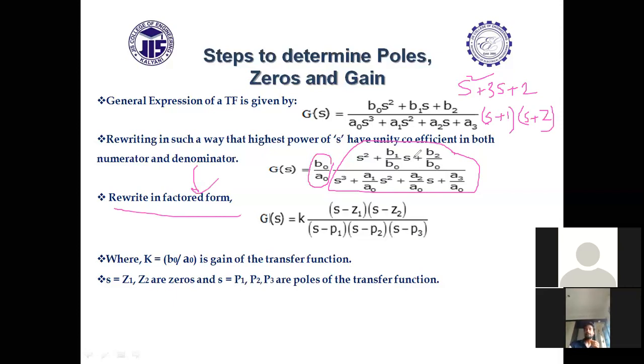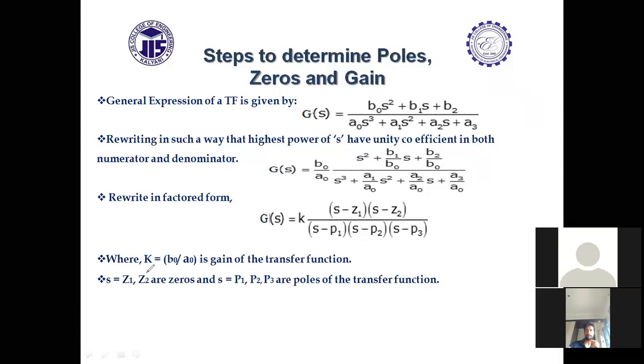So by rewriting it in factored form, this part can be written in this factored form, like this one. And b naught by a naught is assumed to be k, where k is b naught by a naught, which is the gain of the transfer function. z1, z2 are zeros as we discussed in the last slide. P1, P2, P3 are poles of the system. So this is how we can get pole, zero and gain values of a particular transfer function.